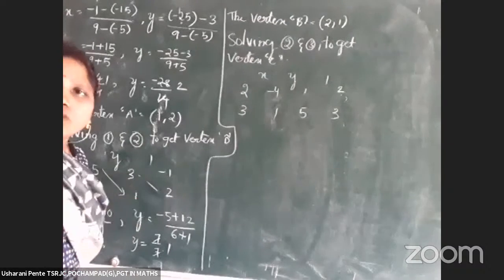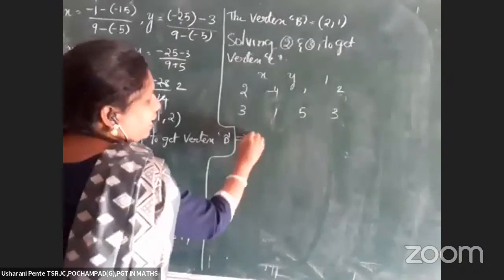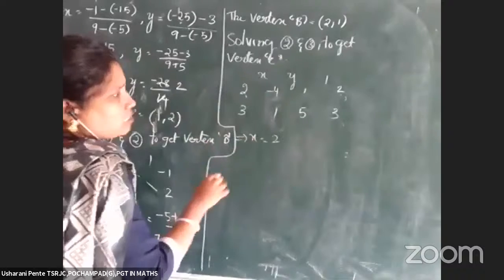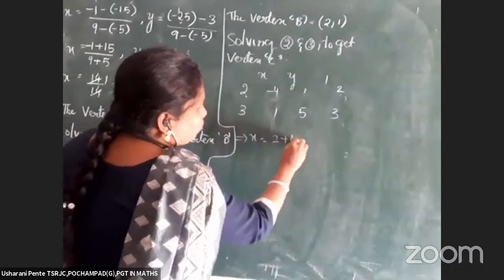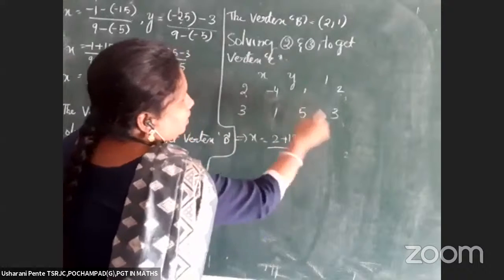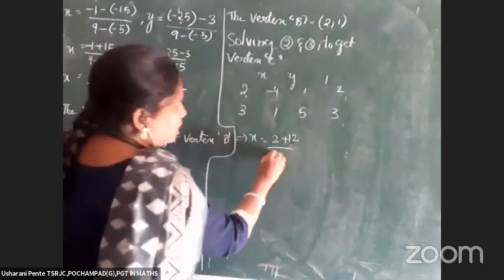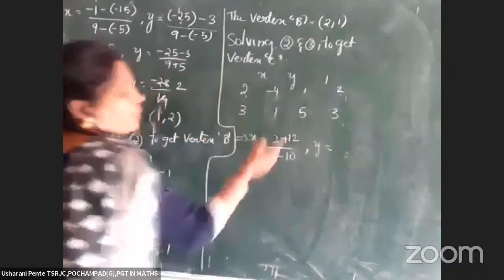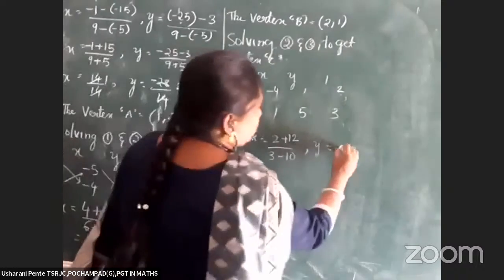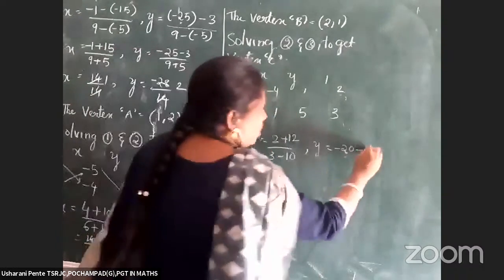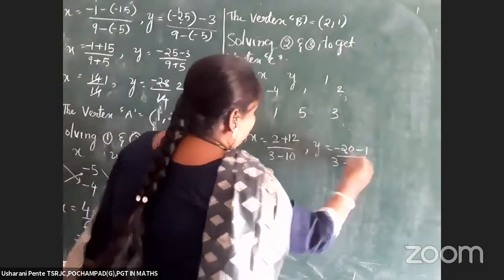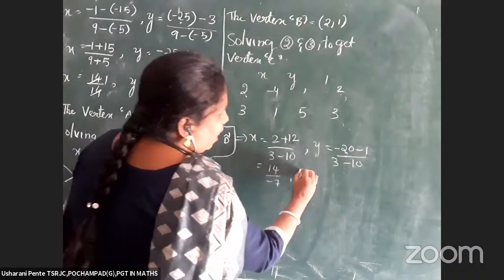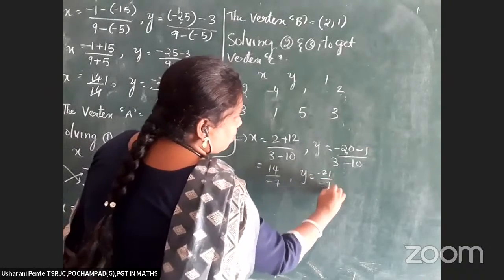Okay. So, this is how. Then x is equal to how much? X, how can we find? 2 times of 2, minus of minus will become plus 3 times of 4, that will be 12 by 3. 3 ones are 3 minus 5 twos are 10. And y is equal to how much? Minus 5 into 4 is minus 20 minus 1 by 3 minus 10. Therefore, how much will we get here? 14 by minus 7 and y is equal to minus 21 by minus 7.